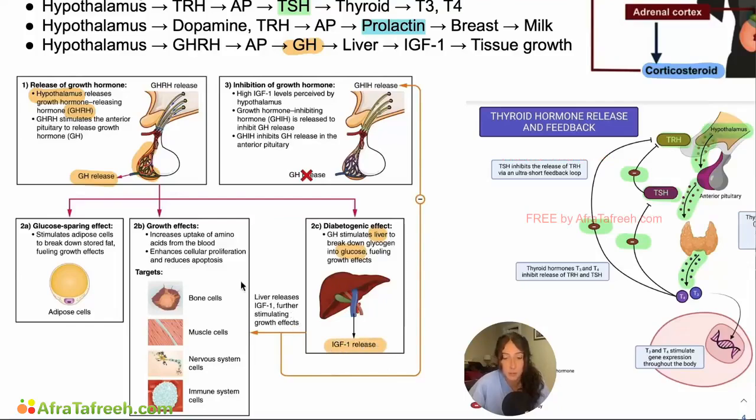So IGF-1 is going to go to all of these tissues like bone, muscle, nervous cells, and immune system cells and act as a growth signal. So it is going to signal those cells to grow along with growth hormone. And additionally, it is going to go back to our hypothalamus and inhibit the release of growth hormone releasing hormone. So when our hypothalamus perceives high levels of IGF-1, that is going to stimulate the release of growth hormone inhibiting hormone, and that is going to, of course, inhibit the further release of growth hormone from the anterior pituitary, thereby shutting off this system.